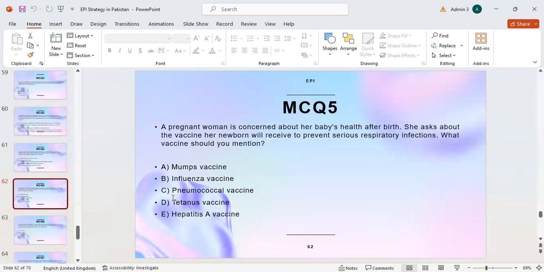MCQ number 5: A pregnant woman is concerned about her baby's health after birth. She asks about the vaccine her newborn will receive to prevent serious respiratory infection. What vaccine should you mention? Option A is mumps vaccine. Option B is influenza vaccine, pneumococcal vaccine, tetanus vaccine, Hep A vaccine. The answer is C.